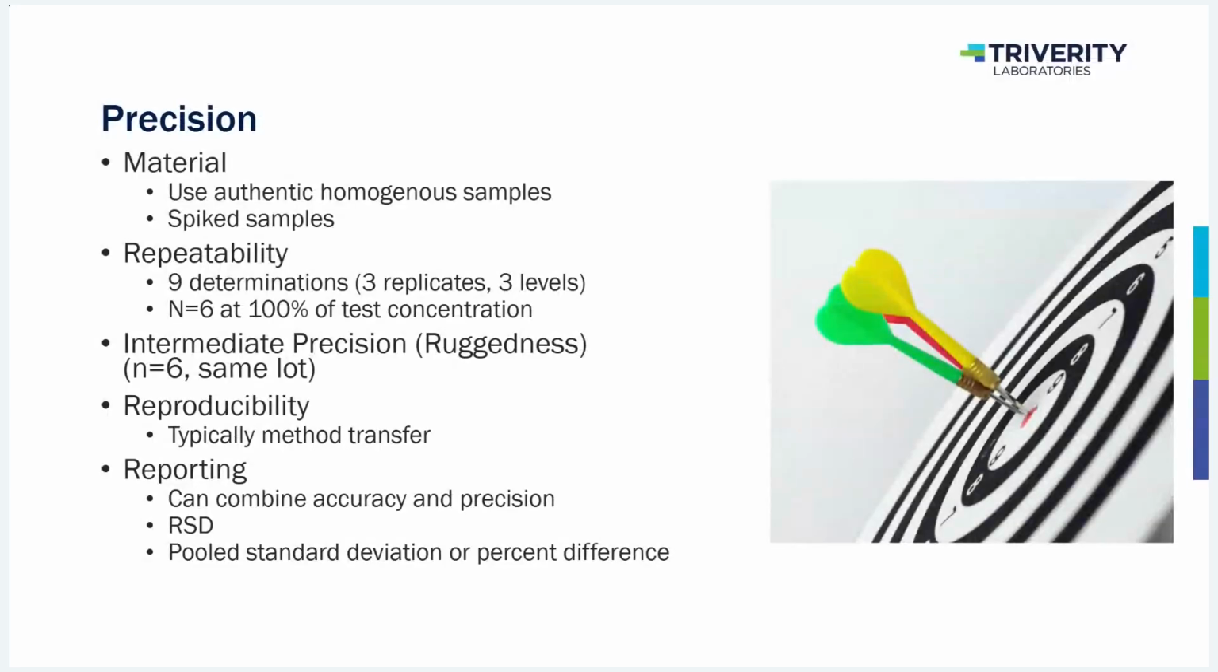And then on to precision. Precision should be using authentic, homogeneous samples. I like to look at precision as: if we execute the method as it's written, can we get consistent results? Can I get consistent results? Can another analyst, on a different day, get the same results I did?